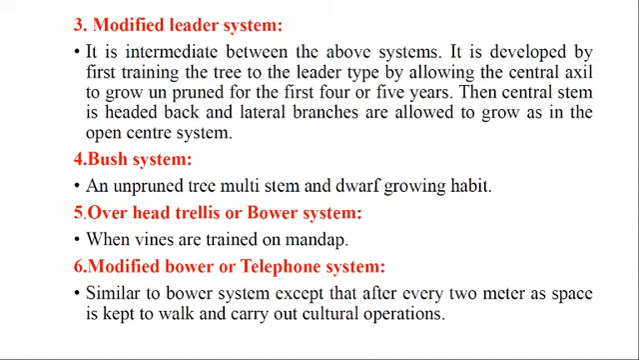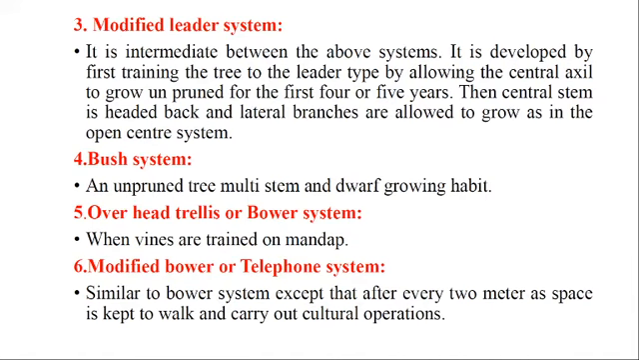For the first 4 to 5 years we allow the tree to grow like the first system, but later the central stem is headed back and the lateral branches are allowed to grow as in the open center system. So at first we grow only the central main stem for 4 to 5 years, then we cut it and the lateral branches grow well. With the help of that the plant attains a special height and size. That is the modified leader system, intermediate between the first two.